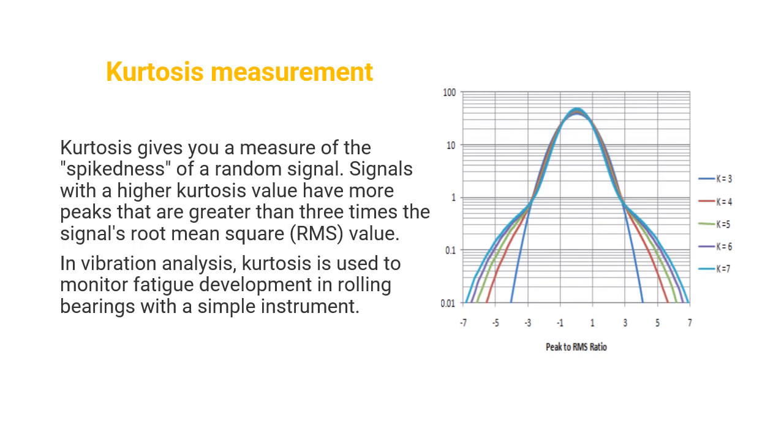Another measurement technique is kurtosis measurement. Kurtosis gives you the measure of the spikiness of a random signal. Signals with a higher kurtosis value have more peaks that are greater than 3 times the signal root mean square value. In vibration analysis, kurtosis is used to monitor the fatigue development in roller bearings in a simple instrument. This kurtosis measurement is basically used for the fatigue development in roller bearings.